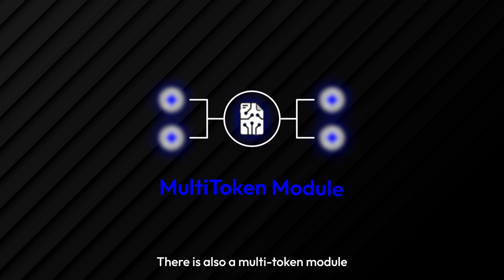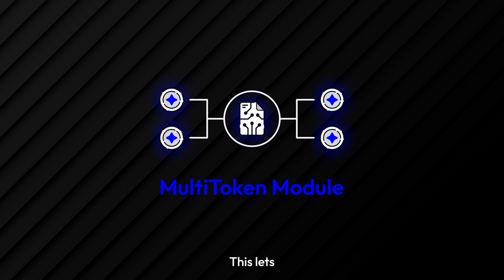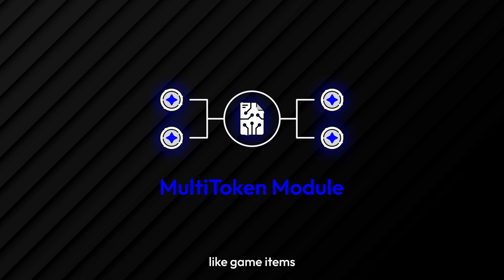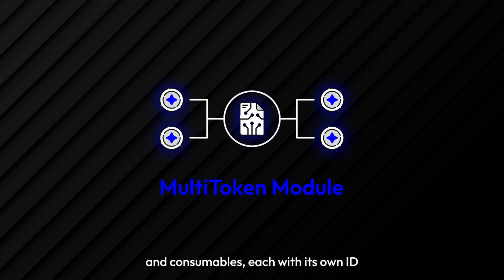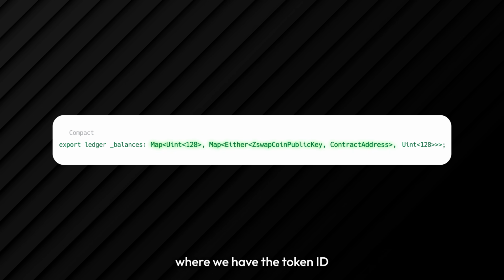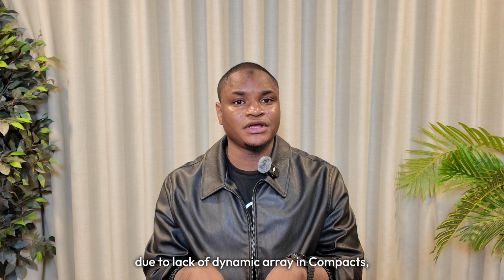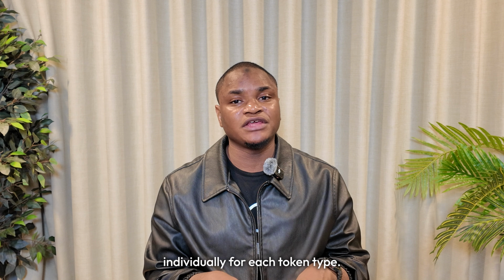There is also a multi-token module, which is inspired by ERC-1155. This lets you manage multiple token types in a single contract. Think of it like game items where you have different weapons, armor, and consumables, each with its own ID and supply. In the code here, we can see the balance mapping is now two-dimensional, where we map token ID to account to the actual balance. As it stands today, there is no batch operation due to the lack of dynamic arrays in Compact, so you will need to call mint, burn, or transfer individually for each token type.